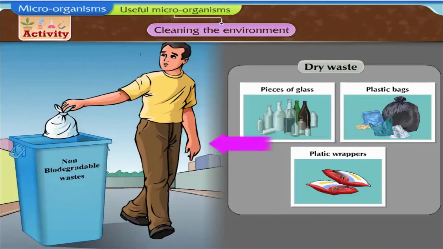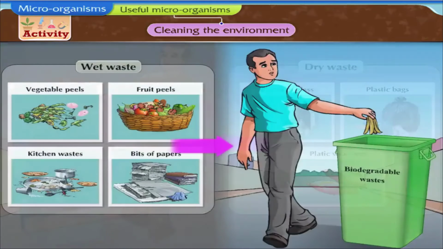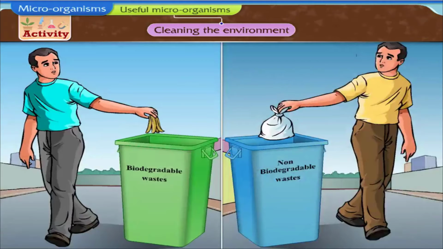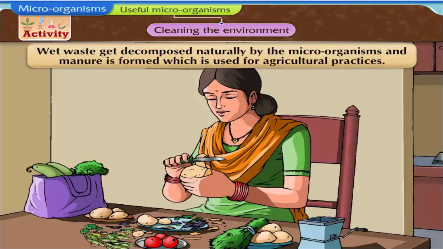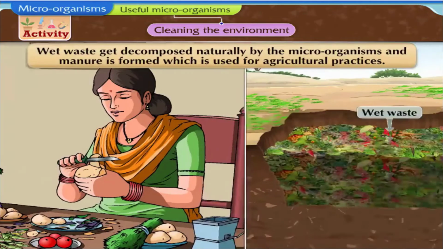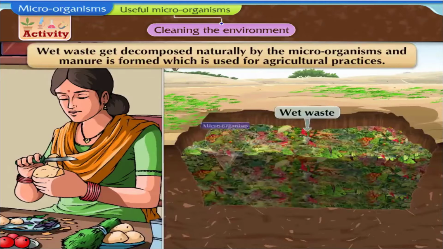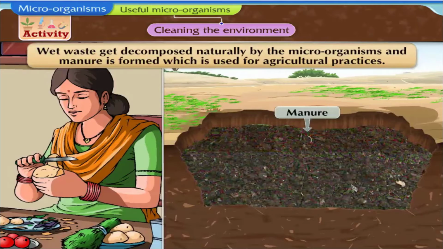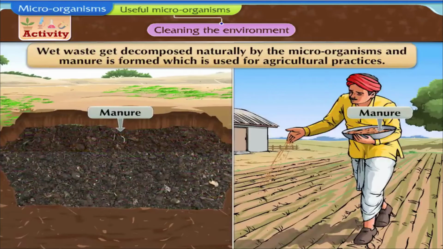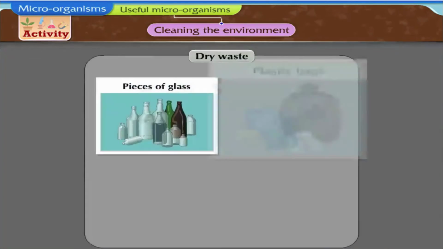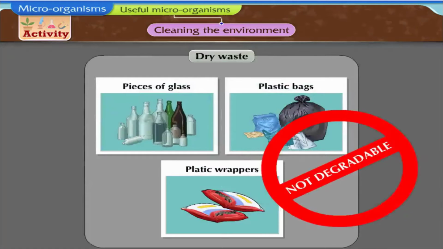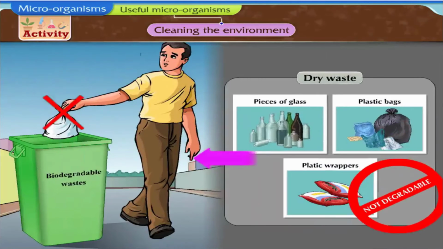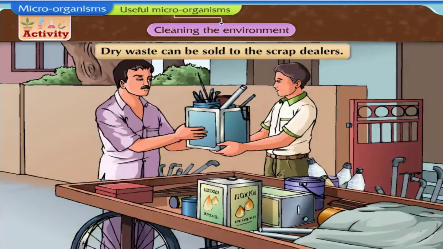For this reason, it is recommended to collect dry and wet waste separately. Wet waste like vegetable and fruit peels get decomposed naturally by the microorganisms present in the soil, and manure is formed, which is used for agricultural practices. Dry waste is not degradable, therefore it should not be mixed with the wet waste. The dry waste can be sold to the scrap dealers.